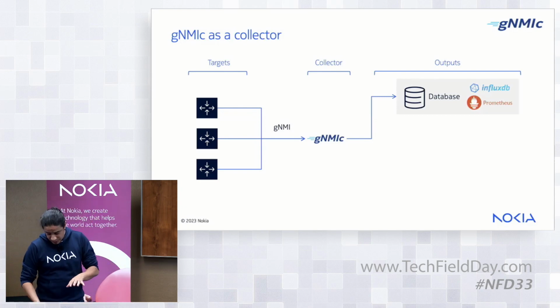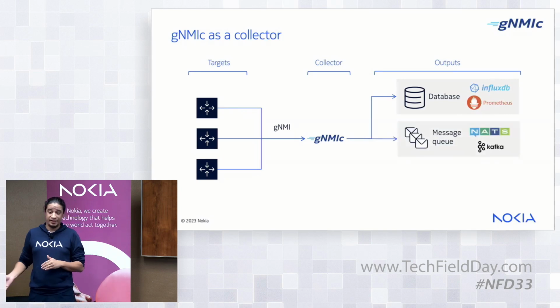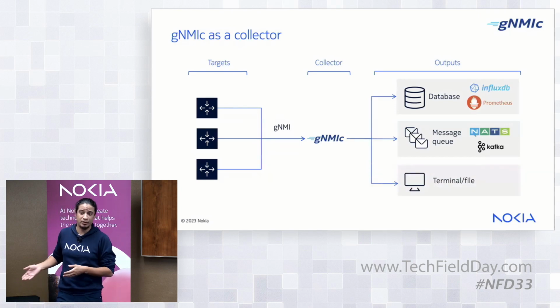You can, let's say, customize how you write to InfluxDB and Prometheus. You can cache the data and write it periodically, or just write it as it comes. You can write to a message queue. So both NATS and Kafka are supported here. The two flavors of NATS are supported: NATS and NATS Streaming. Or you can just write it to a terminal or just a file.